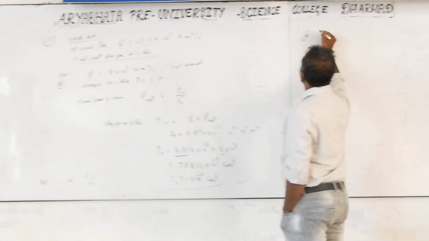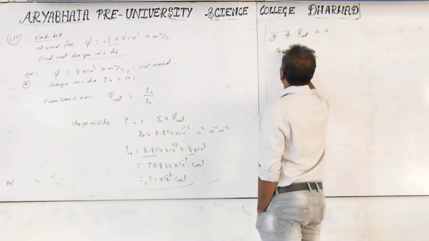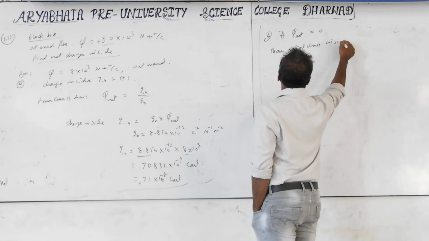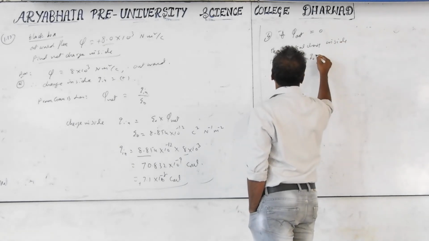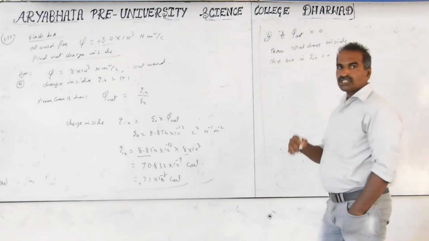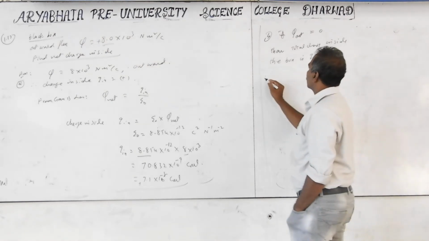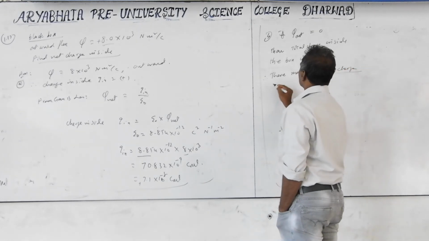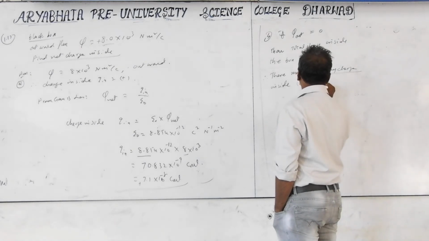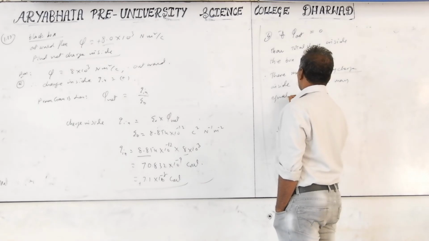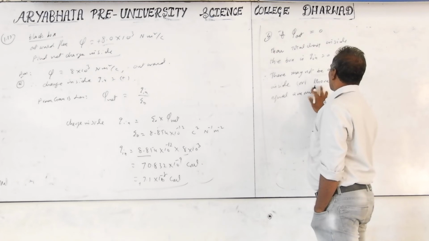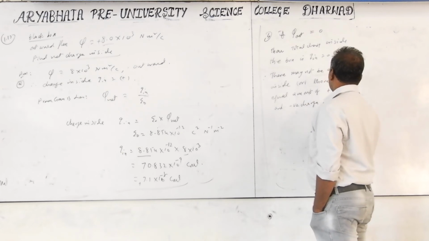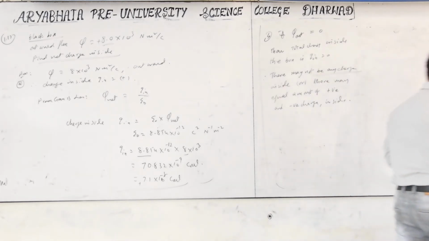B bit. If the flux output is equal to zero, then the total charge inside the box is to be equal to zero. What does it mean? There may not be any charge inside, or there may be an equal amount of plus and minus charge. Equal magnitude, equal amount of positive and negative charge inside the box. So the net charge is equal to zero.